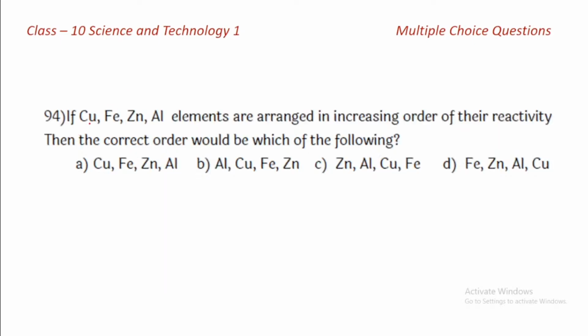If copper, ferrous, zinc and aluminium elements are arranged in increasing order of their reactivity, then the correct order would be which of the following? Options A, B, C and D are given, out of which option A is the correct alternative. According to their reactivity, copper, ferrous, zinc and aluminium, this is the correct order if they are arranged in increasing order of their reactivity.